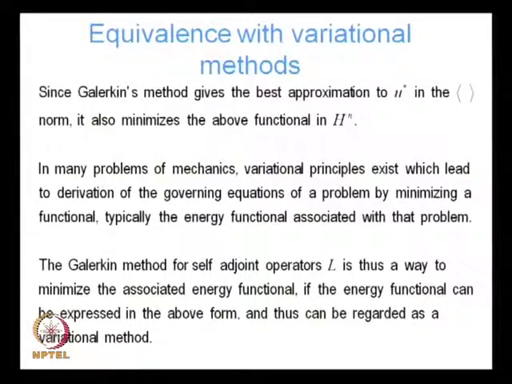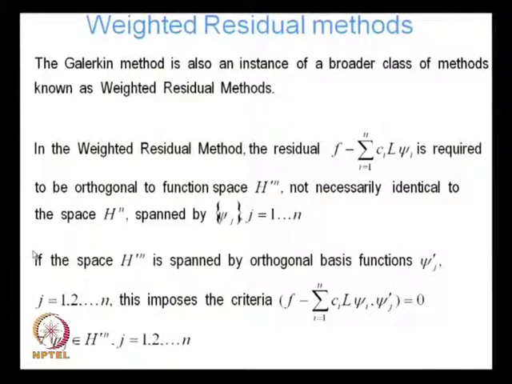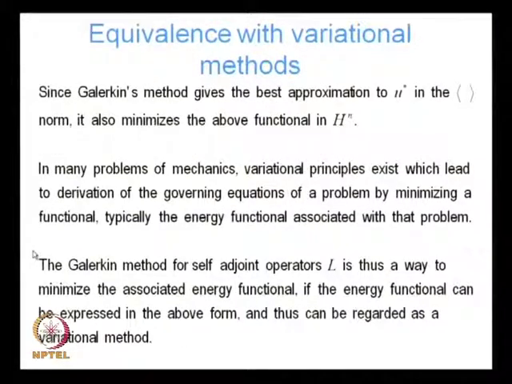So Galerkin's method for self-adjoint operators L is thus a way to minimize the associated energy functional, if the energy functional can be expressed in the above form, and thus can be regarded as a variational method. The Galerkin method for self-adjoint operators can therefore be regarded as a variational method, because it leads to the same result, right.